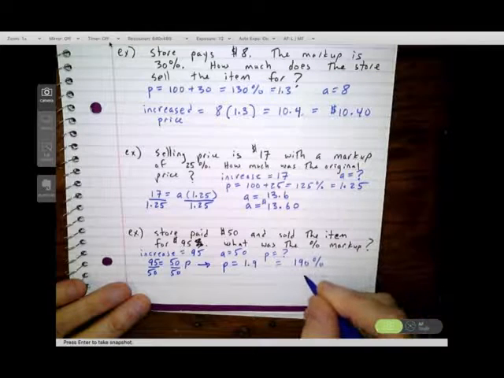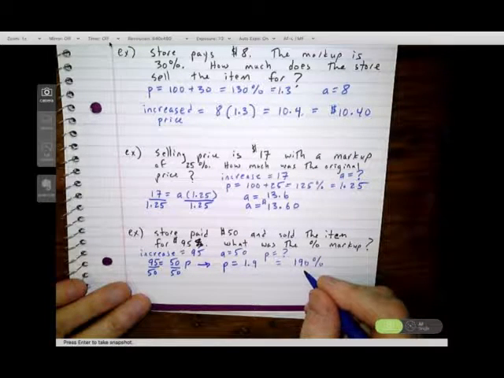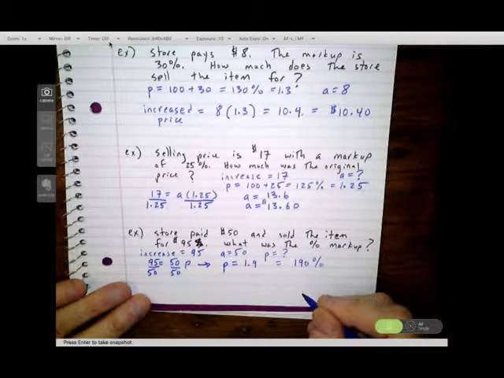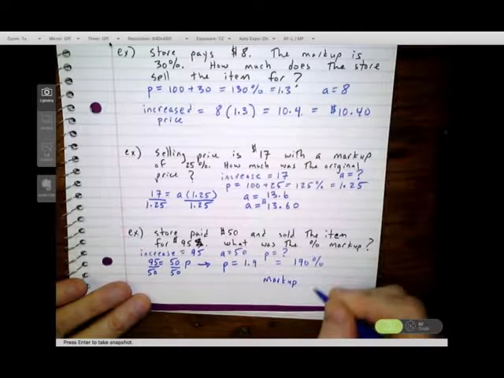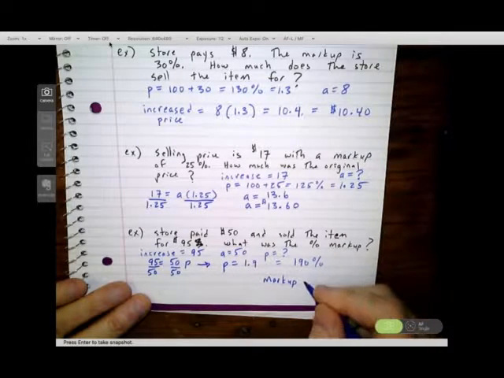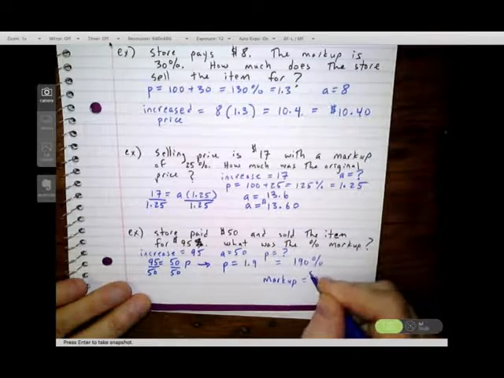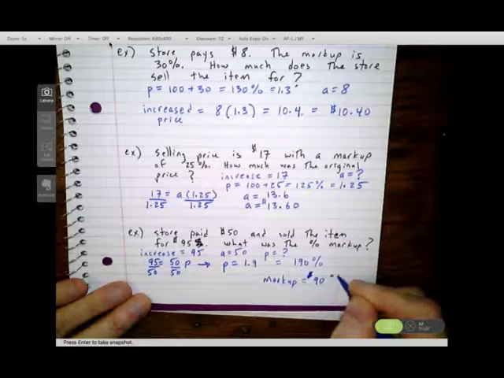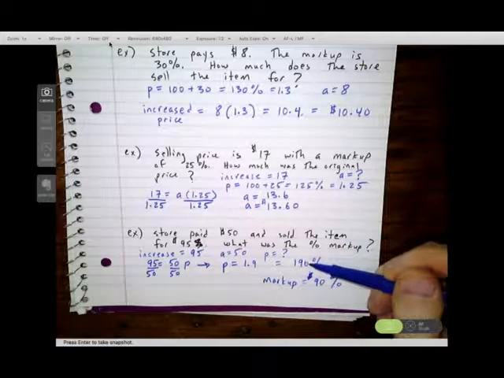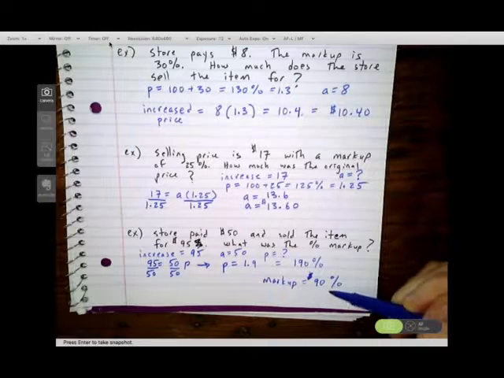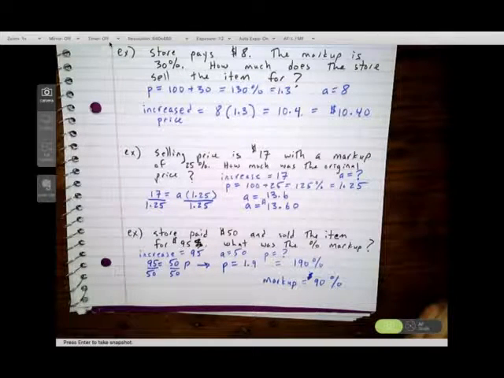So remember, to find the markup, we add a percent to 100. So what did I add to 100% to get 190%? I added 90%. That's quite a markup. Oop, don't want a dollar sign, I want a percent. So again, think, what do I need to add to 100 to get this answer here? I added a 90 to get 190. And so that's my markup percentage, 90%.